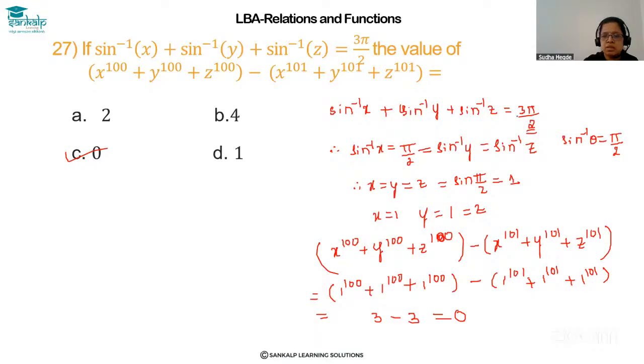See, in this case, the maximum value of sine inverse theta is equal to pi by 2. That result you should know. Okay. Therefore, option C, 0, is the correct answer. Thank you.